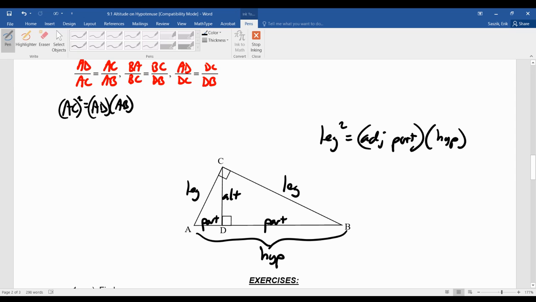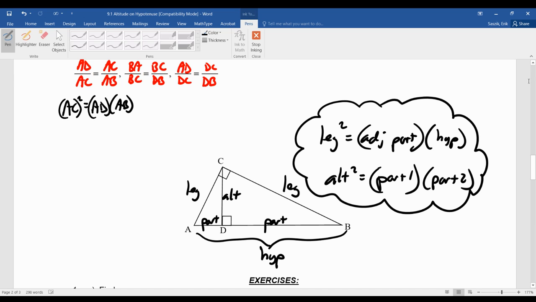See, it also works here. Watch this. See, BC is a leg as well. BC squared equals DB, there's the adjacent part, times BA, which is the whole hypotenuse. And this one's different, but this gives us a second equation. Watch this. DC, that's the altitude, squared equals AD times DB. Well, that's part 1 times part 2. It doesn't matter which part you call 1, which part you call 2. These are huge.